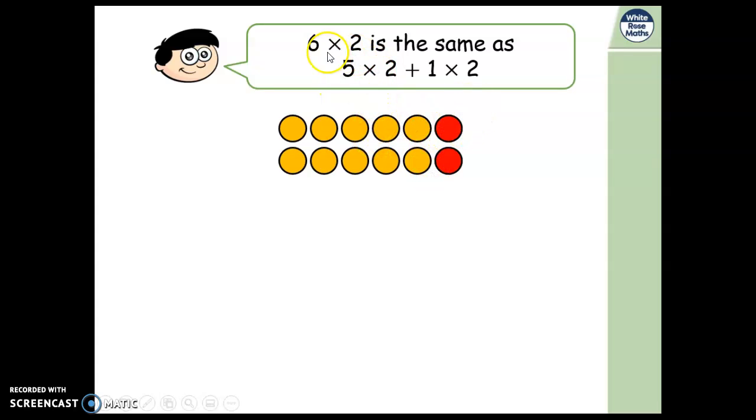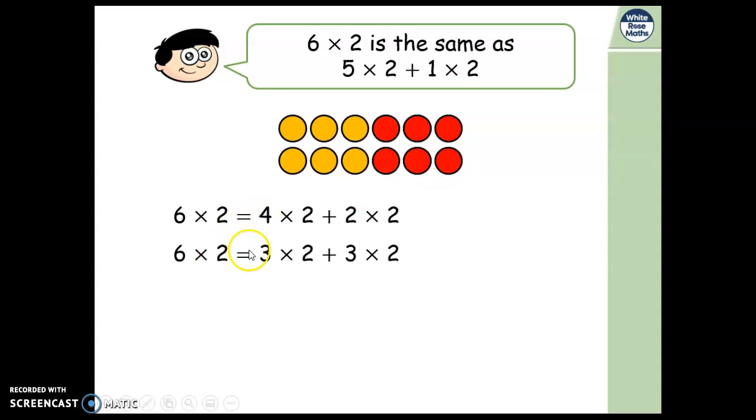6 groups of 2. So that's 6 groups of 2, and then we've got here 5 groups of 2, and then 1 group of 2. So they are the same. And then if we looked at this one, 6 times 2 equals 4 times 2, which we've got there, 4 groups of 2, and then 2 groups of 2. Yep. 6 times 2 equals 3 times 2 plus 3 times 2.